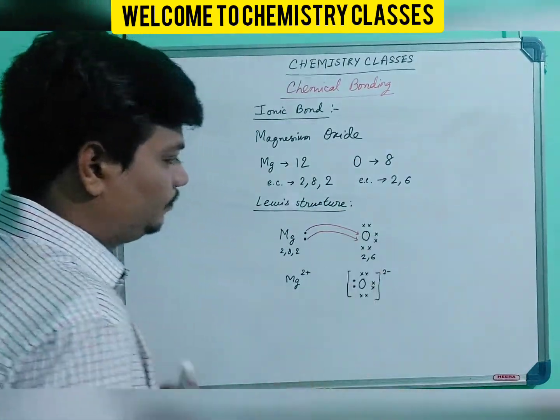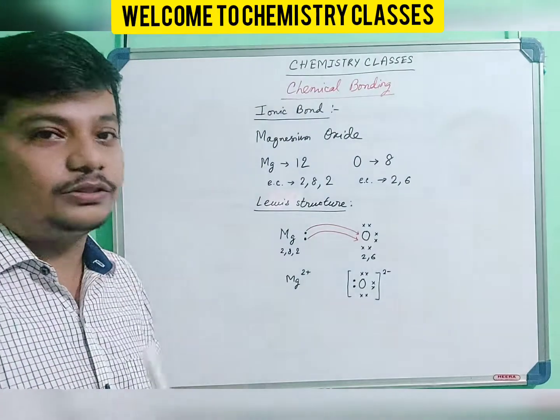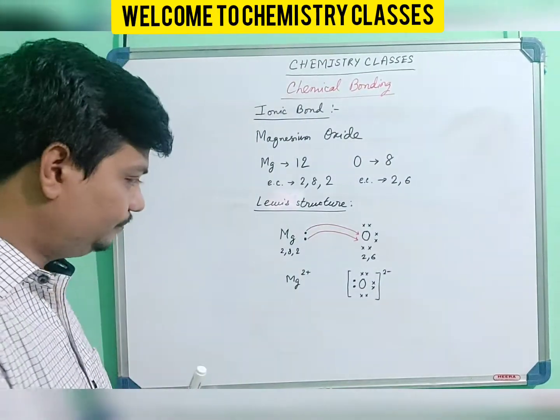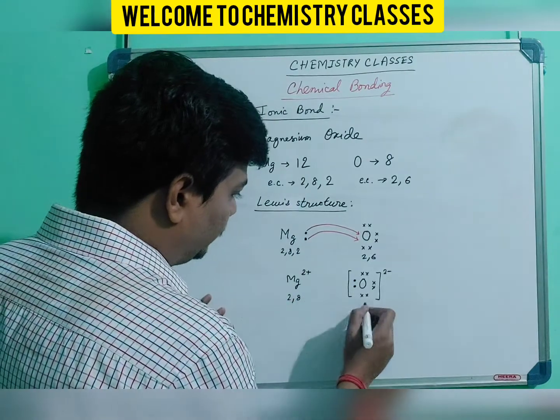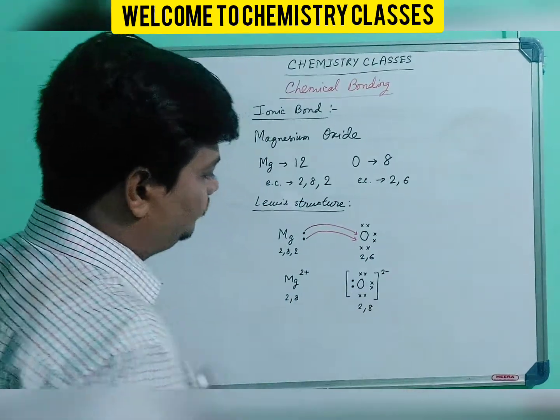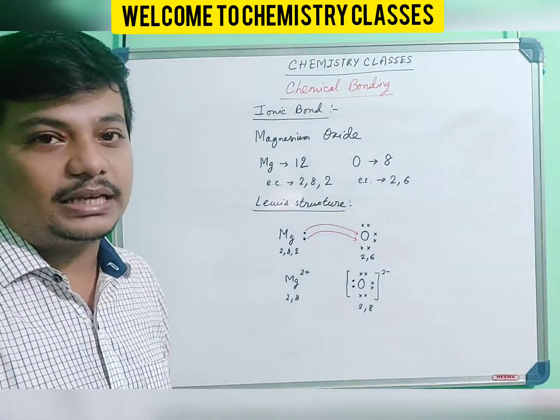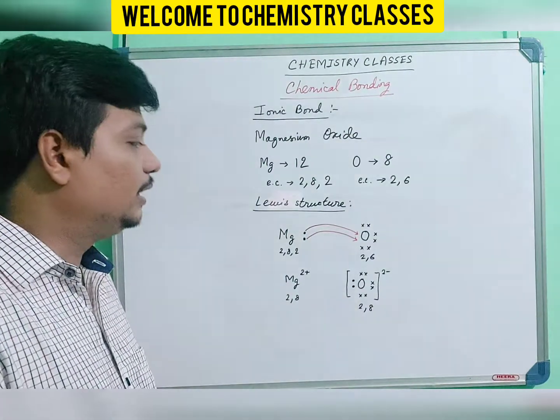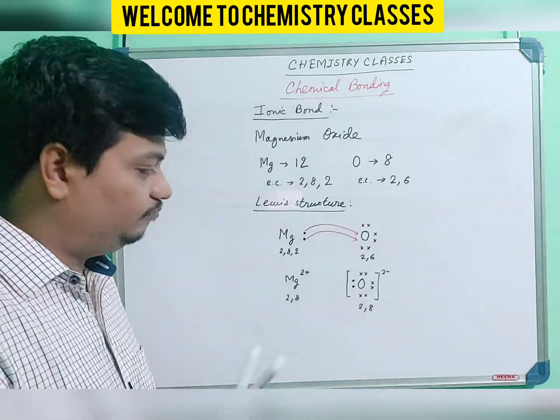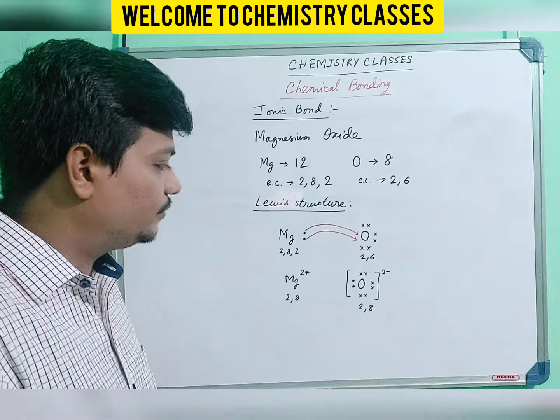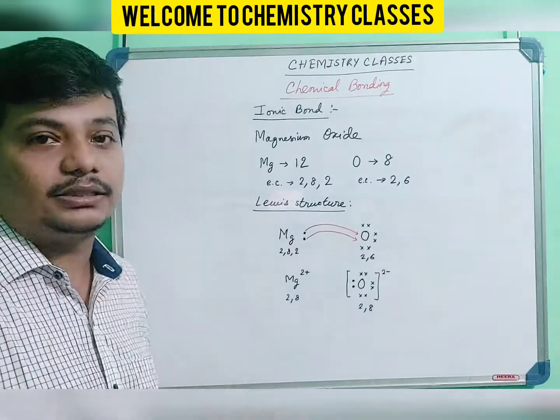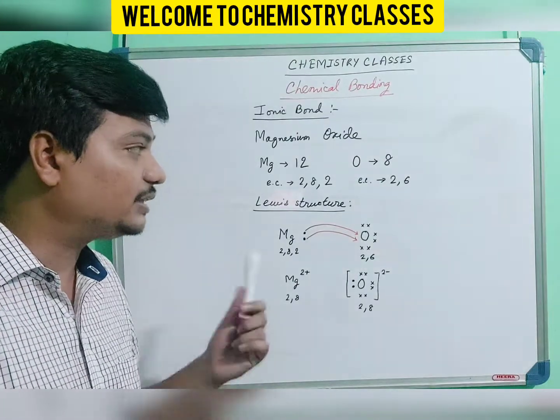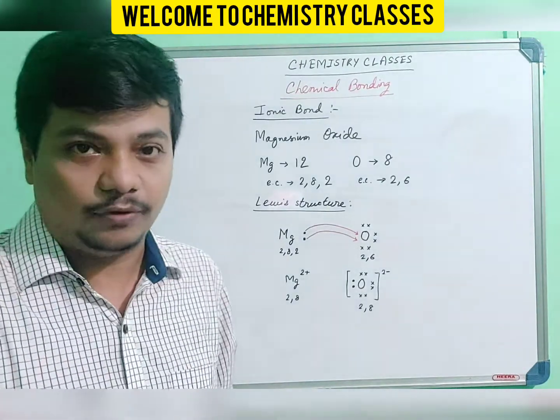2 minus. Now 2 plus and 2 minus concept I have already discussed. So now the configuration becomes 2, 8, 2, 8. So both of them have achieved the noble gas configuration. Hence the electrons got transferred. And now they have achieved the noble gas configuration, hence it's an ionic compound. So this is the way the ionic compounds are formed.